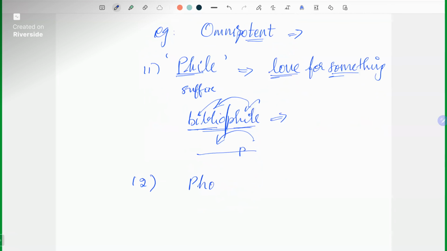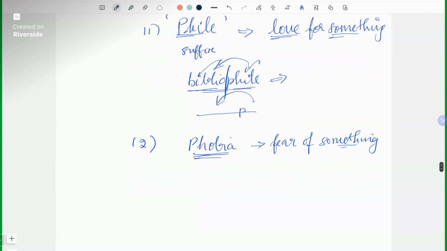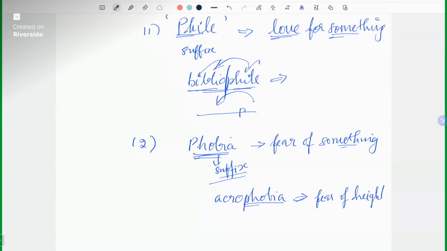Phobia. What is phobia? Please answer. Can you hear me? Fear. Yes, fear. Good, thank you. Fear of something, that is phobia. It will be mostly used as a suffix. Acrophobia. What is acrophobia? Fear of heights, ma'am. Yes, very good. Fear of heights. So any word ending with phobia means fear of something.